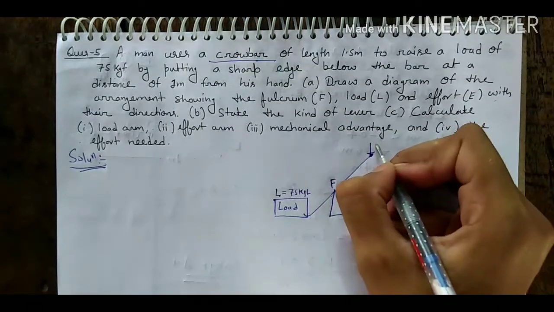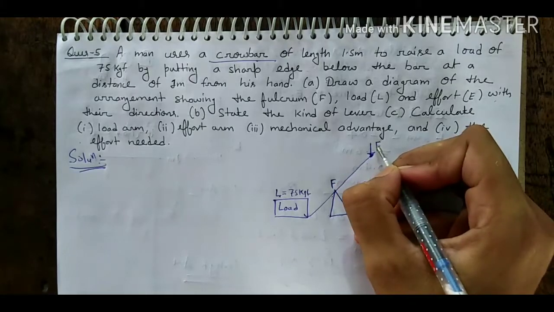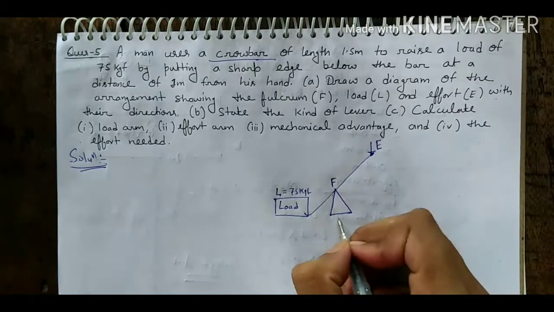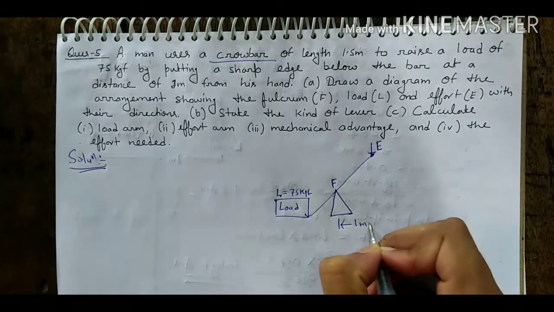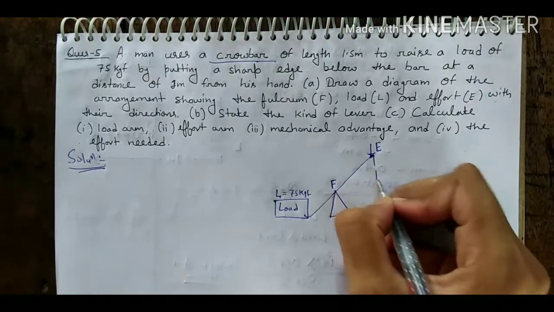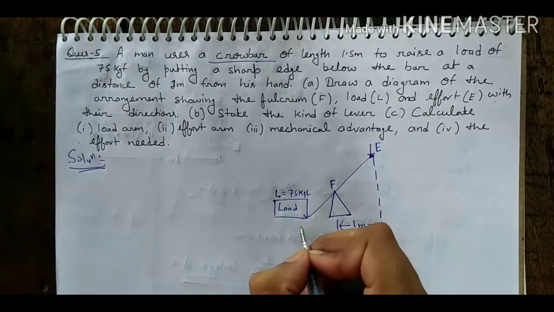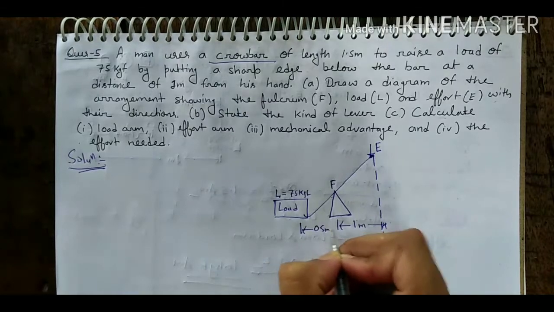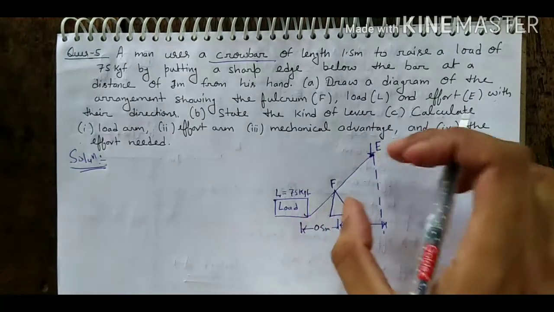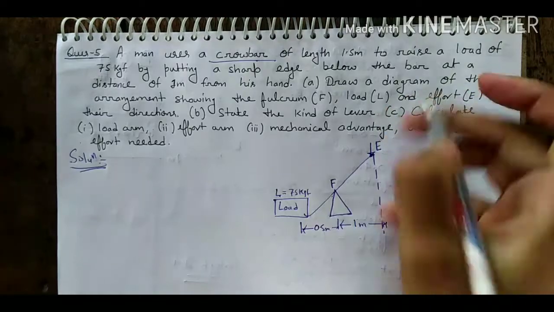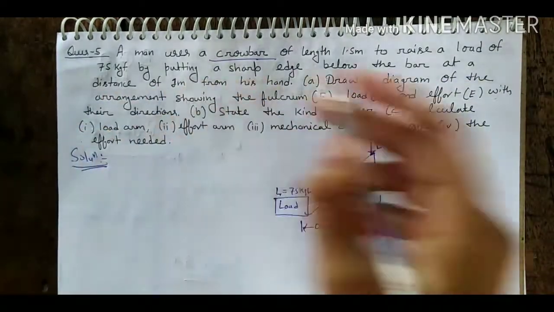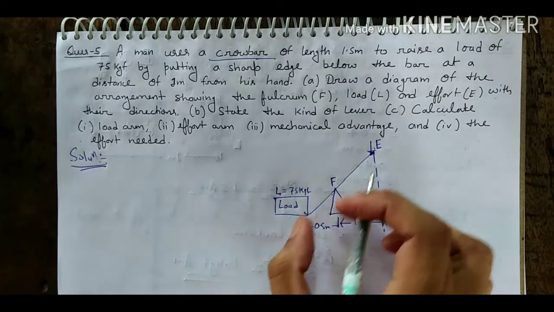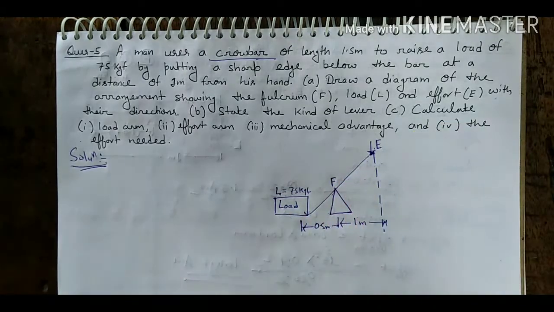This is a fulcrum. This is the force applied by the man, and this is known as the effort. This is the load. The distance given in this question is 1 meter, and the total distance is also given as 1.5 meter. Then the distance from load to fulcrum will be 0.5 meter, because the total distance is 1.5 meter and the distance from the hand to the fulcrum is given as 1 meter. It means we have to find the load arm and the effort arm.